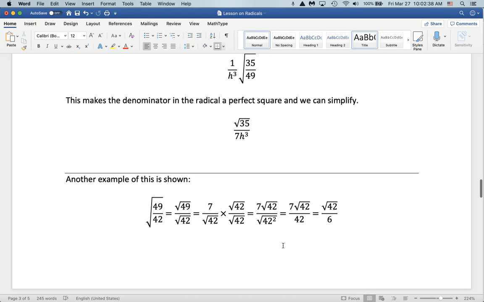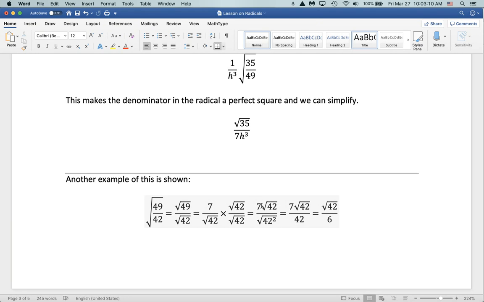Let's do another quick example. I just did it in one line here. If you're given the square root of 49 over 42, first thing I do is I realize that I can square root the top by itself and the bottom by itself. I know the square root of 49 is 7, but I don't know the square root of 42. By the way, there are no factors of 42 that are perfect squares, so I didn't try to reduce it. But I am going to multiply by the square root of 42 over the square root of 42. This is 1. If I multiply by 1, I'm not changing this number, I'm just changing the way it looks.